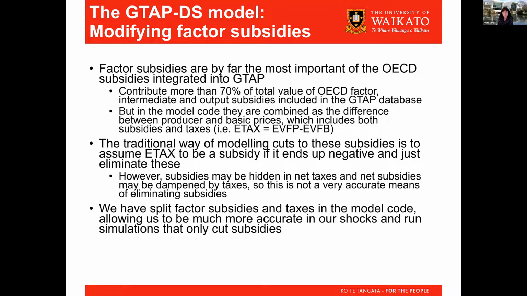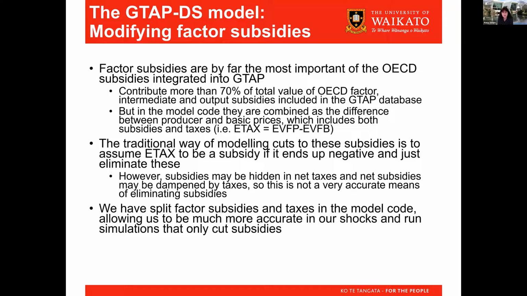But let's talk about the factor subsidies, which is where we have done the most work at the moment. Factor subsidies are by far the most important of the OECD subsidies integrated into GTAP. So hopefully we're capturing a lot of the important changes that are needed by focusing on factor subsidies first. Factor subsidies contribute more than 70% of the total value of OECD subsidies that are included in the GTAP database. So if we add up all of those subsidies, the factor subsidies are comprising the bulk of the values.